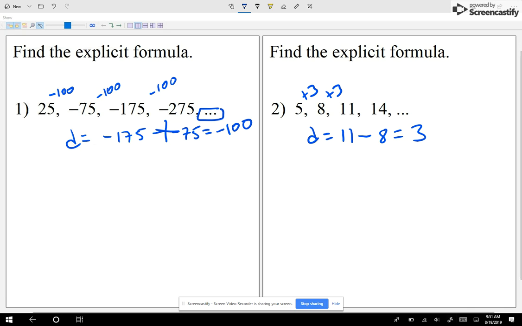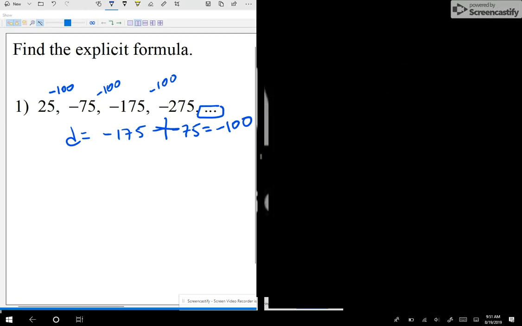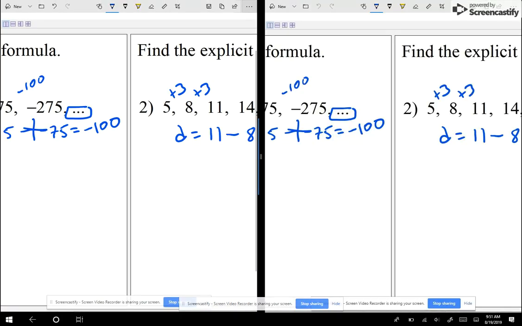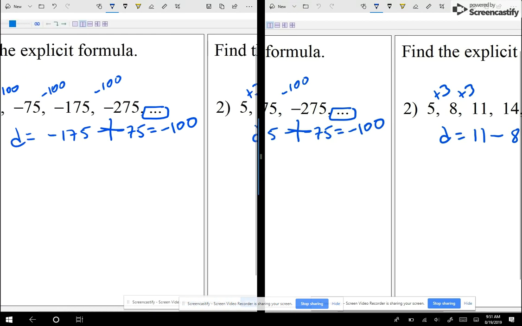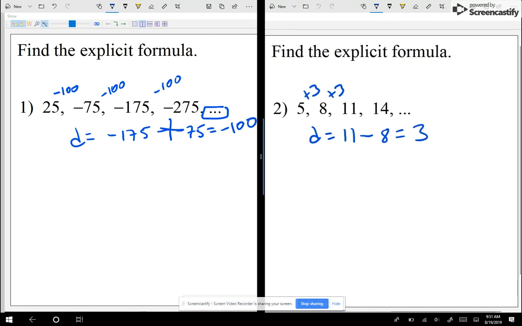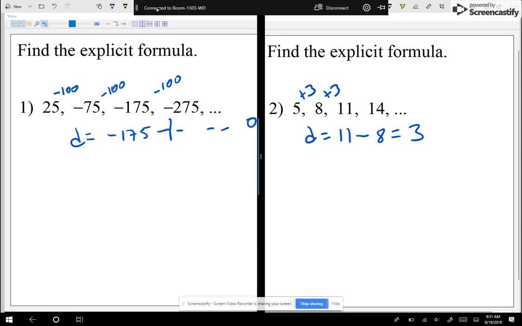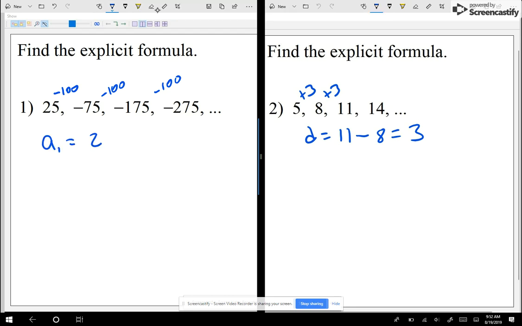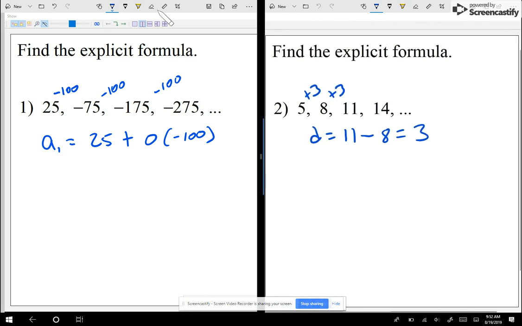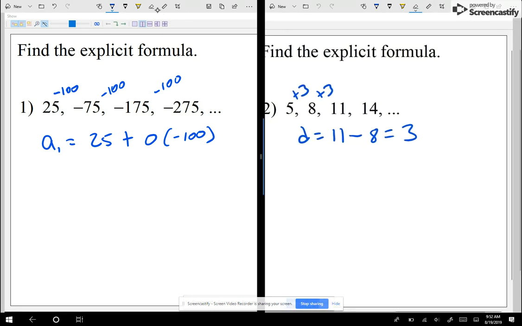Now, if we think about it on the preview on here, if we think on question number 1, if I think of a formula, I'm going to say my first number, I'm going to call it a sub 1. My first number is going to be 25 plus 0 times negative 100, right? The initial number plus 0 times the difference, right? I'm not adding any differences at all.